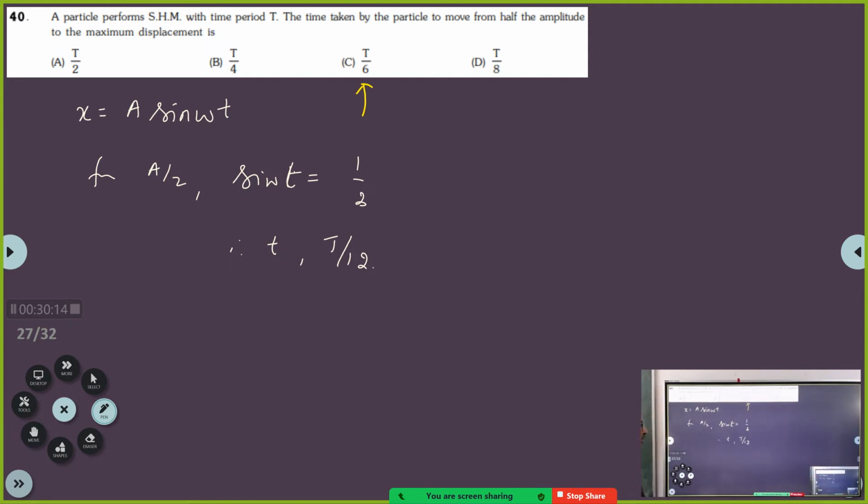Okay, so it should be T by 12. Like that you did. Anybody else solved? Then what did you do? Sir, then for full amplitude it will be T by 4. So you found out T by 12 and T by 4 and you did. Did everybody do it like this? Yes, sir. Same way.